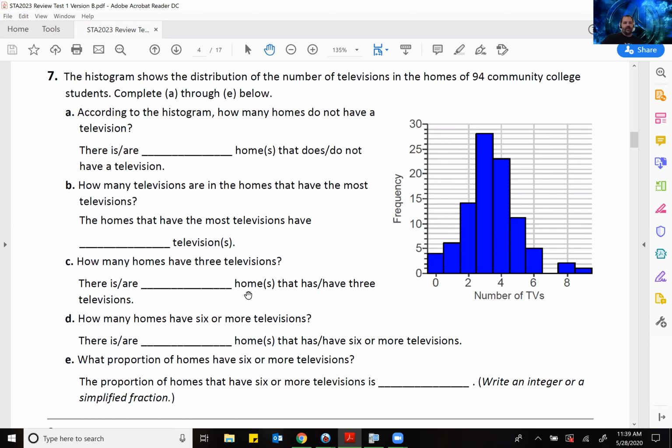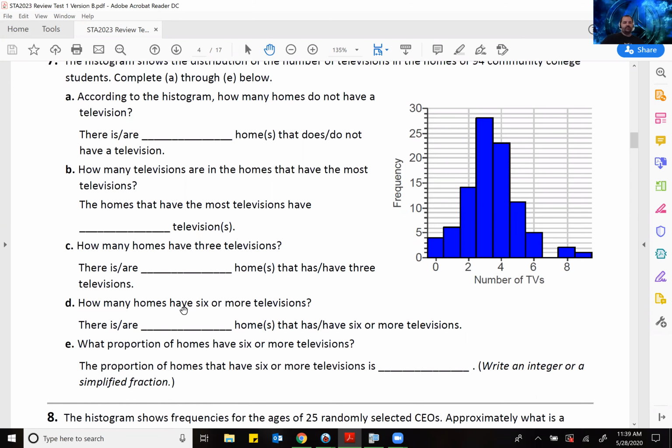All right. So now it says, how many homes have 6 or more televisions? 8. So let's count it up. Right here, this is up at 5. This is up at 2. This is up at 1. So definitely 5 plus 2 plus 1 is 8. Because you look at these last 3 bars right here: 6, 8, and 9. Perfect.